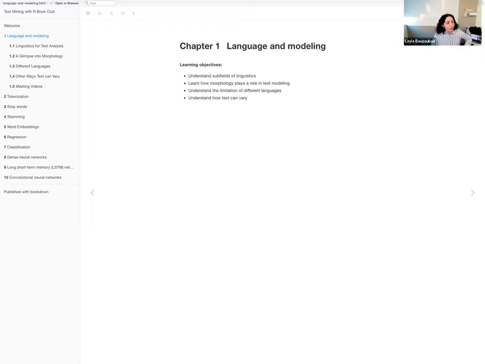All right, so this first chapter is really just, like I said, going over some of the foundations of very basic concepts of linguistics and how they play into what we're going to be covering for the rest of the book. So I put some learning objectives here: understand the subfields of linguistics, understand how morphology plays a role in text modeling, understand the limitations of different languages, and then how text can vary.